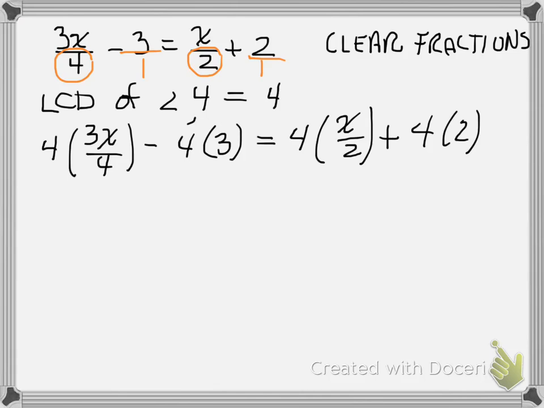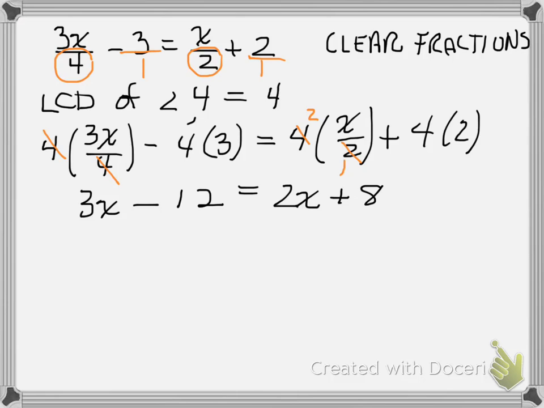Now let's go through each of these pieces and we'll simplify. So first let's look at our fractions, and we see here when we multiply a 4 times a 3x over 4, we can cancel out those 4's. And so what's remaining here is 3x minus 4 times 3 is 12 equals, and now here again we can do some canceling. So we've got 2 goes into 2 once, 2 goes into 4 twice. Now we multiply 2 times x gives us 2x plus 8.